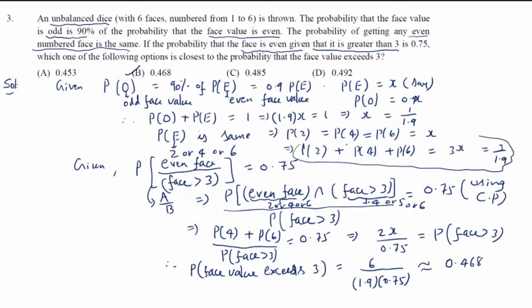Okay. Now, given probability of even face, given that the face value is greater than 3. Whatever event is given as having happened first, that should be put in the denominator. Now we are asking the probability that the face is even. That goes to the numerator, comparing with P of A by B, conditional probability.